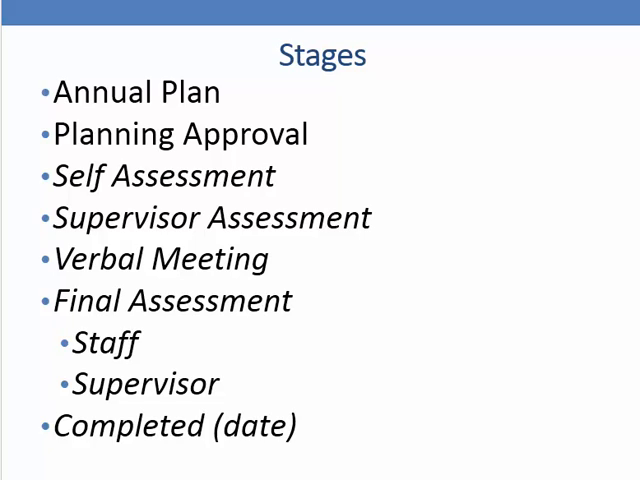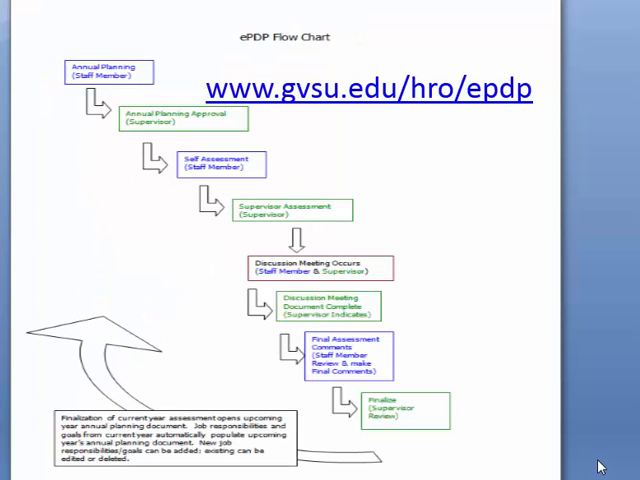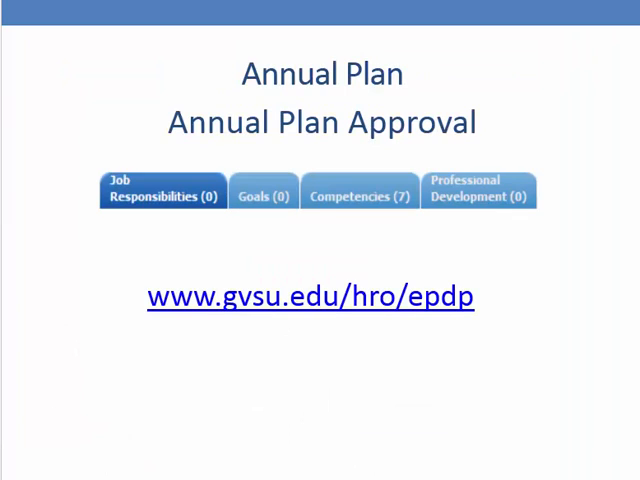The stages of the ePDP are listed here: annual plan, planning approval, self-assessment, supervisor assessment, verbal meeting, final assessment with the staff and then supervisor, and the completed. These same stages are made into a flowchart for easier understanding. This handout and more is available on HR's website, www.gvsu.edu/hro/ePDP.